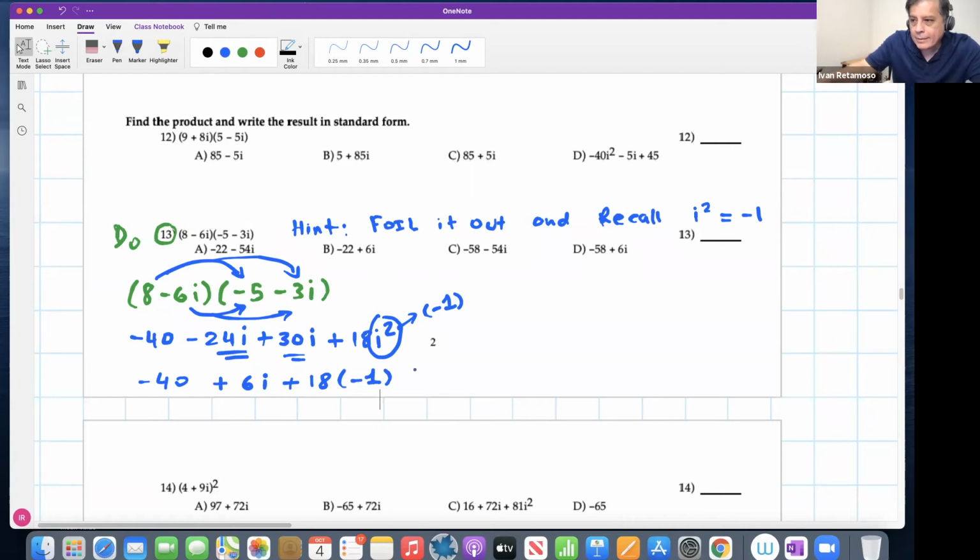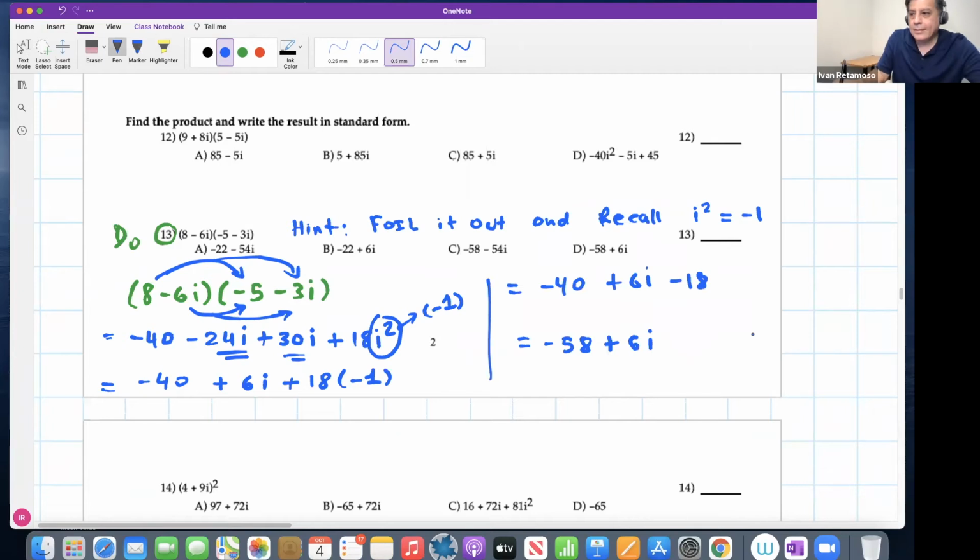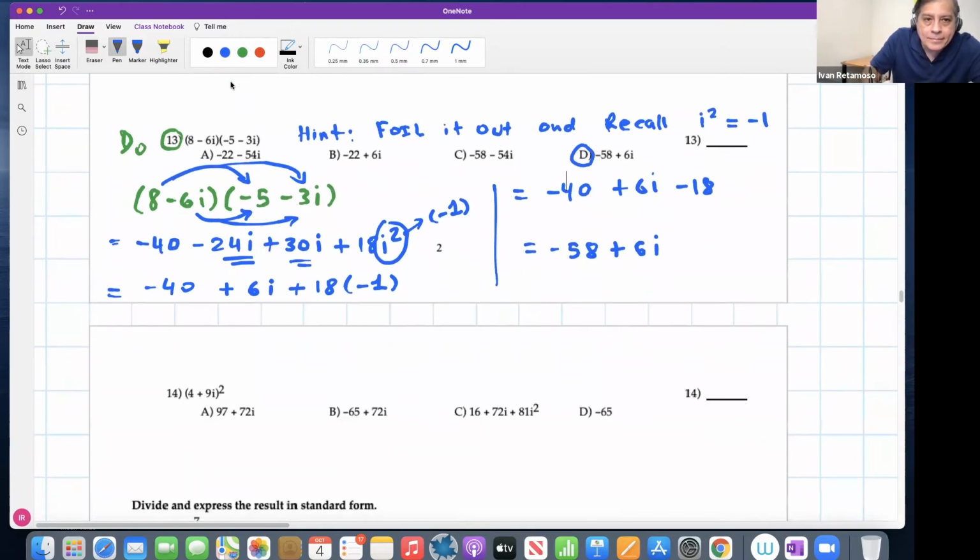And then when you do the math, guys, you will see that this just becomes negative 18, which together with the negative 40 that you see there is going to give you negative 58, right? Negative 58 plus 6i. Yeah, excellent, excellent. Now, can you try this, guys?